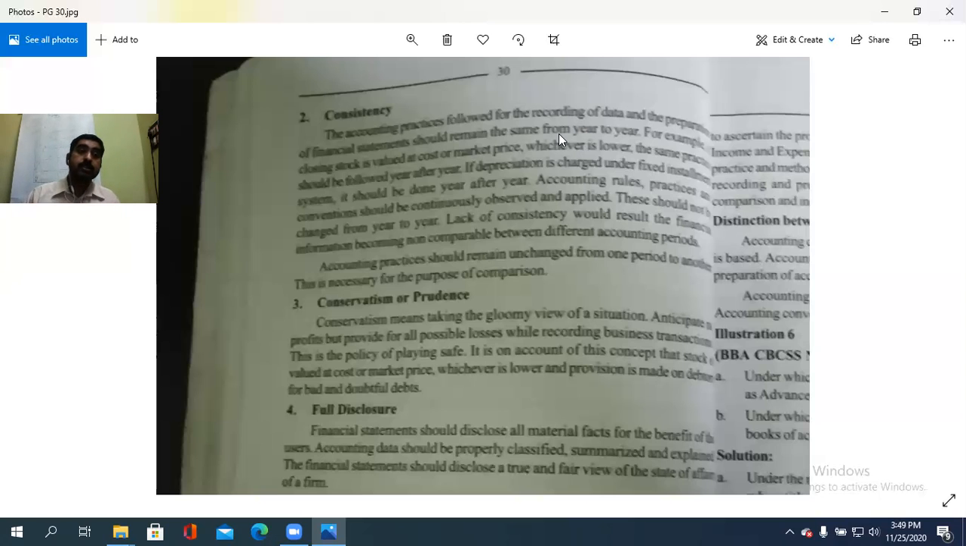Next is full disclosure of the material facts. We need to reveal it to all the people. That is full disclosure. So financial statements should disclose all the material facts for the benefit of the users.